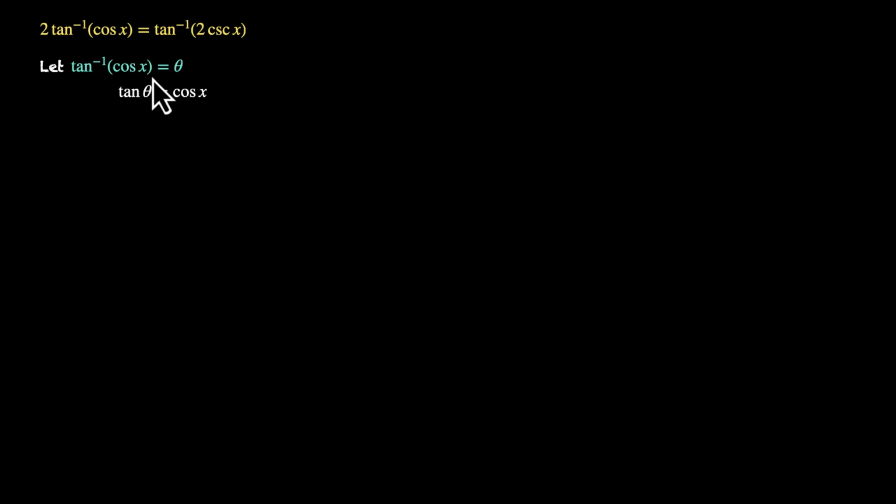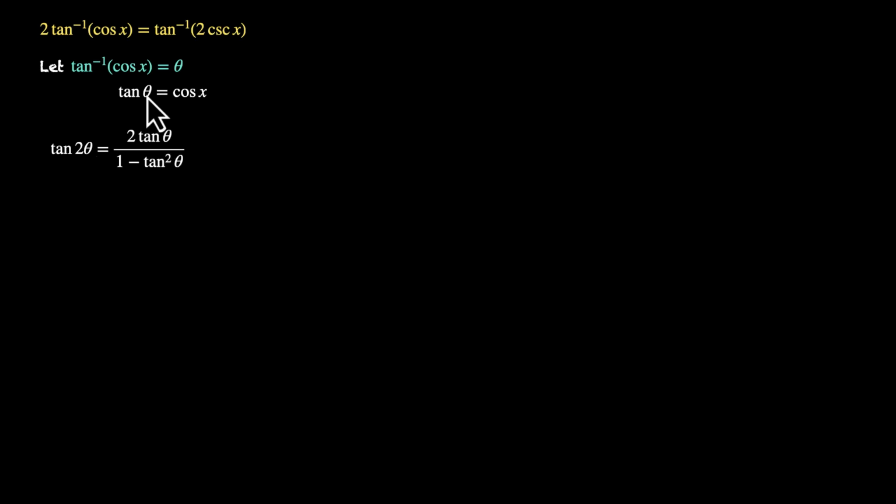But what do we need? We need twice of this angle. And twice of this angle is equal to tan inverse of something. So if we take tan of the left hand side, tan of 2 theta, we get twice of cosec x. So what we need is tan of 2 theta. So let's figure that out. Tan of 2 theta, that's equal to 2 tan theta by 1 minus tan square theta. We can apply this identity.